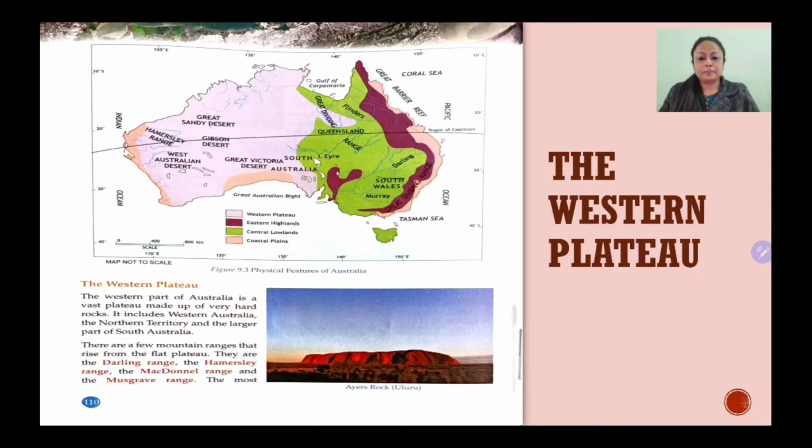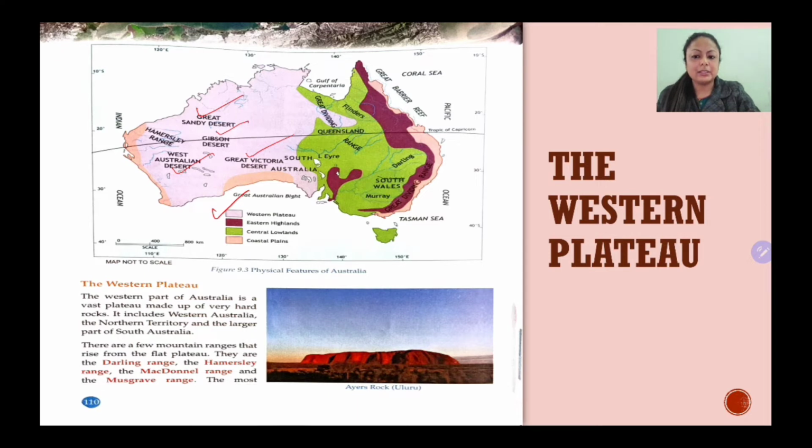Here is the map. So first look at the location of the plateau, and you can see the pink color has been used to show this plateau. If we observe this carefully, we'll find several deserts like the Great Sandy Desert, Gibson Desert, West Australian Desert and Great Victoria Desert. So these are the major ones. There are several other small deserts in this plateau.